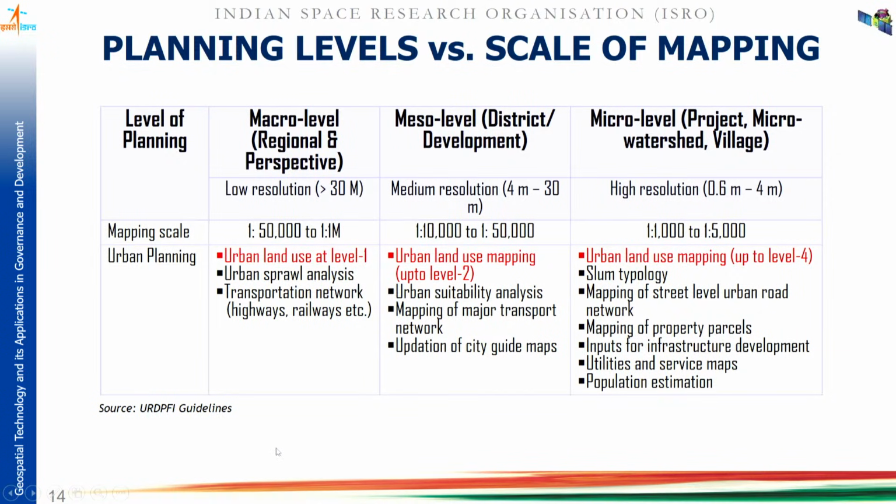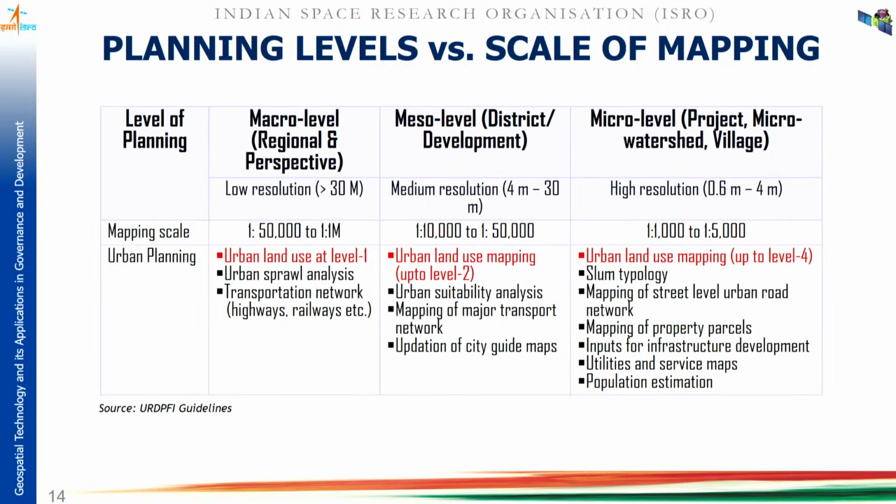Okay, so some kind of study you can do is sprawl analysis or transport network, which is level 1 basically. Level 2 is urban suitability analysis, mapping of major transport, upgradation of city maps, and last is slum topology, mapping of property, parcels or footprint map. Then for population estimation and tax assessment, we basically use maps from 1 is to 5,000 to 1 is to 1,000.